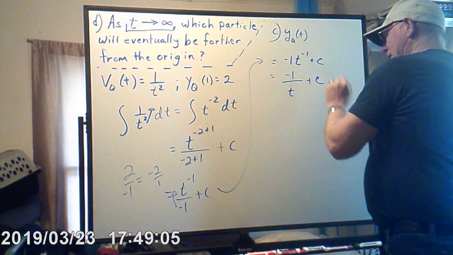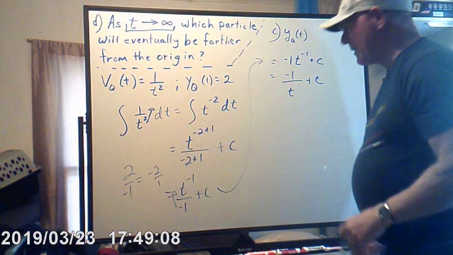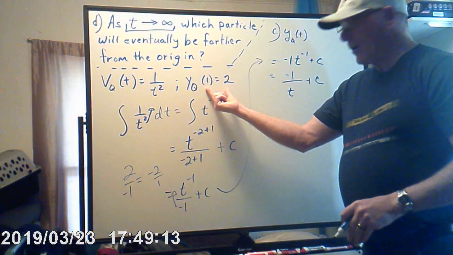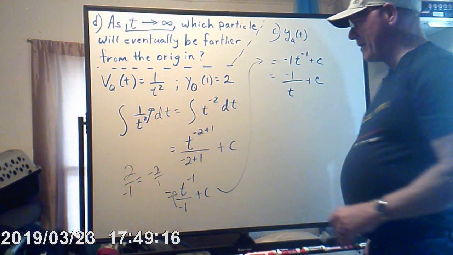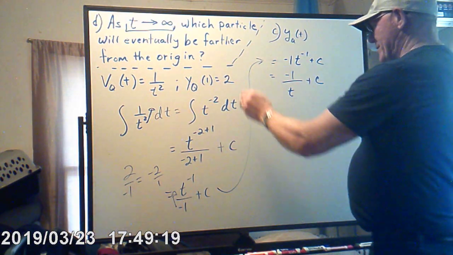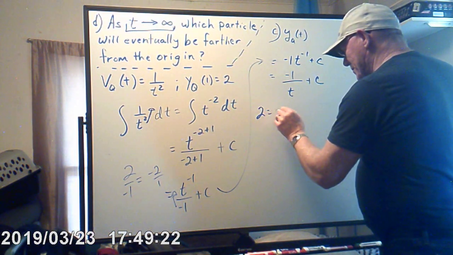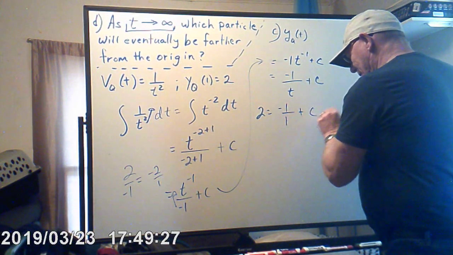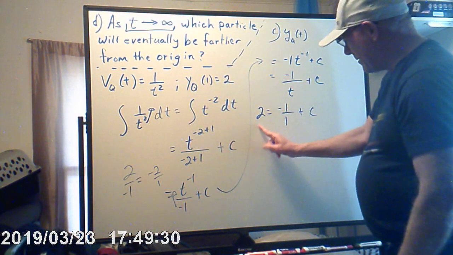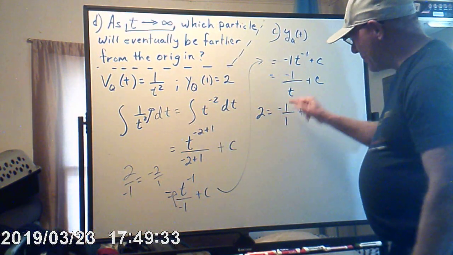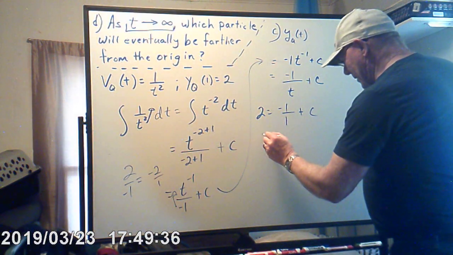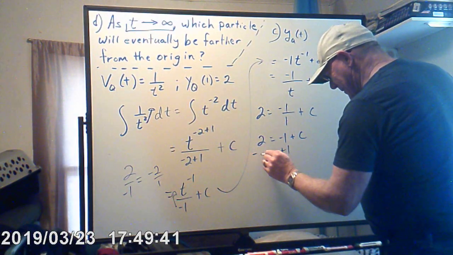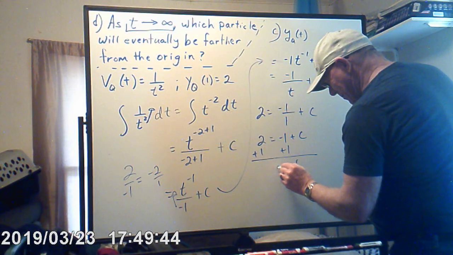Now bear in mind this c is general, but now we can make it specific because we do have a point here. It's at this point here that we need to be concentrating our efforts on. 2 is the y, so 2 is equal to negative 1, and then 1 is the t, so 1 plus c. Just keep in mind the 2 goes over here. The 1 goes in place of the t. Negative 1 over 1 is negative 1, so 2 is equal to negative 1 plus c, and then I add 1 to both sides. So c is equal to 3.